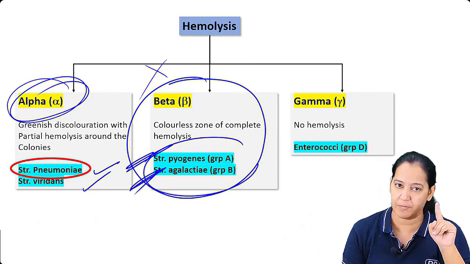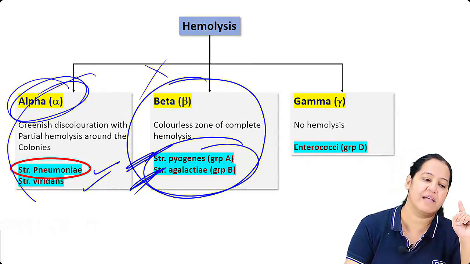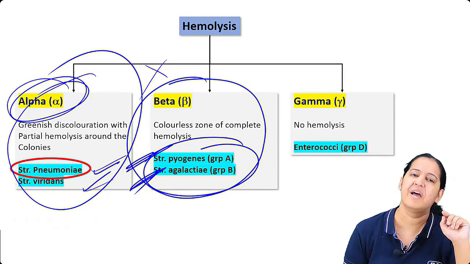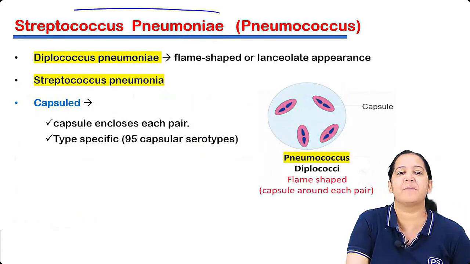So 2 streptococcus are done, 3 are more. They are small. Let's finish them. So let's start with alpha. I have to teach you 2 alpha, pneumonia and viridans. Pneumonia is a little bigger, not very much. Let's start with Streptococcus pneumoniae.